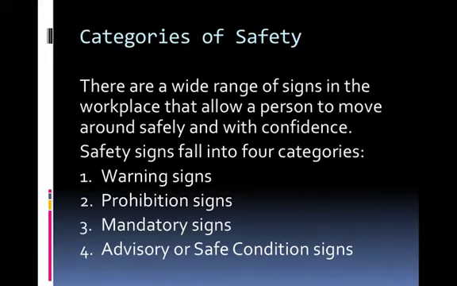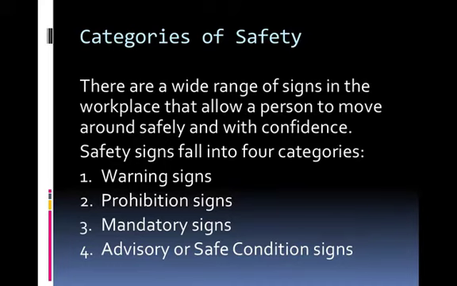So the categories of safety signs say that there are a wide range of signs in the workplace that allow a person to move around safely and with confidence. It's true, we said that earlier. But there are 4 categories that signs fall under. You have the warning signs, the prohibition signs, the mandatory signs, and the advisory or safe condition signs.